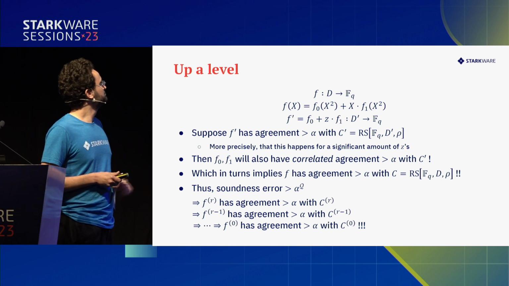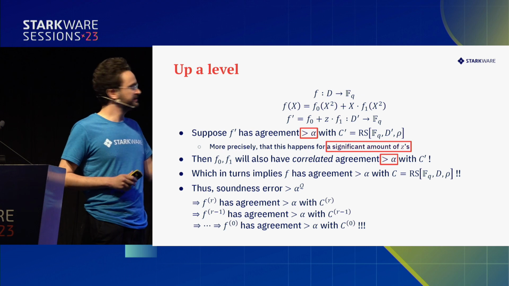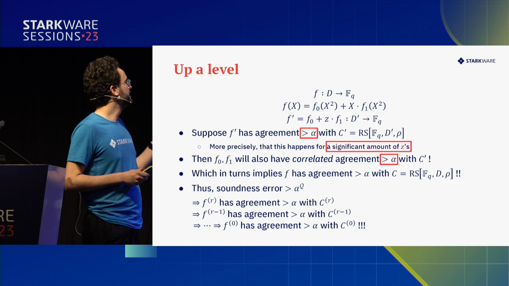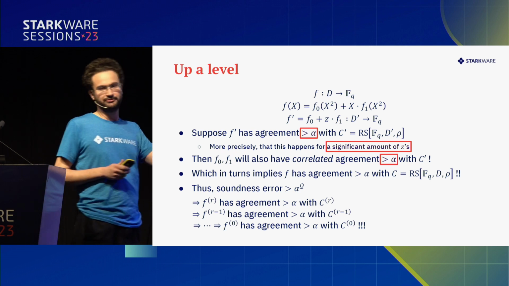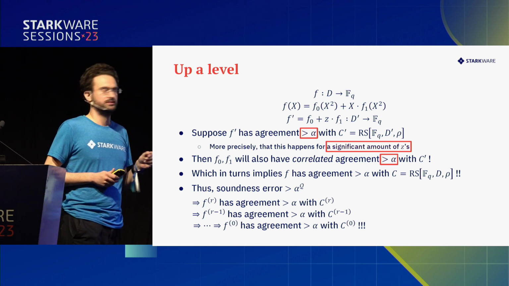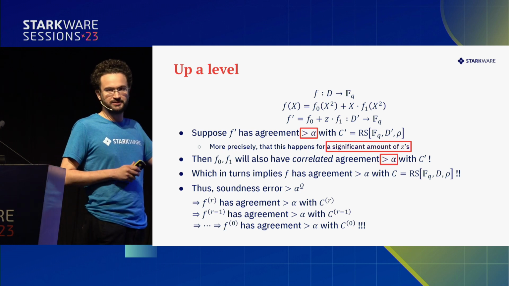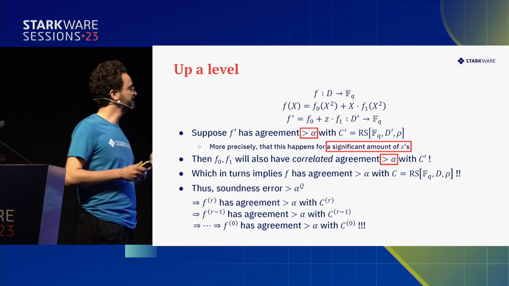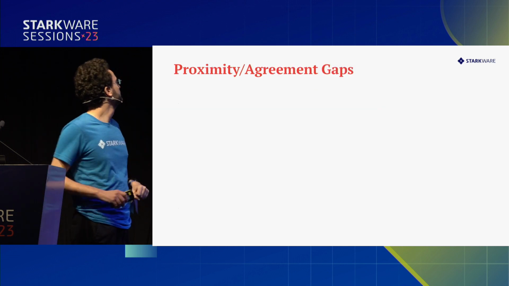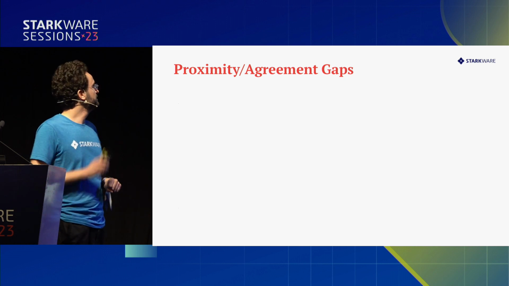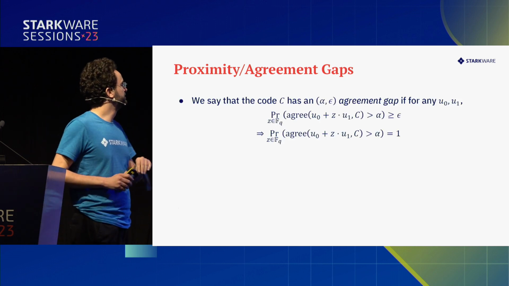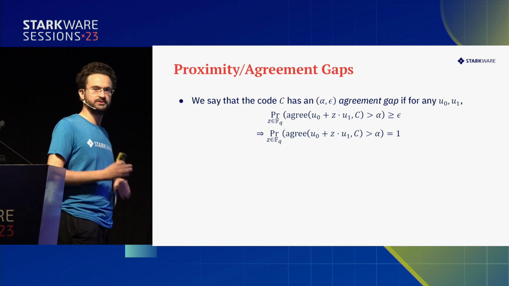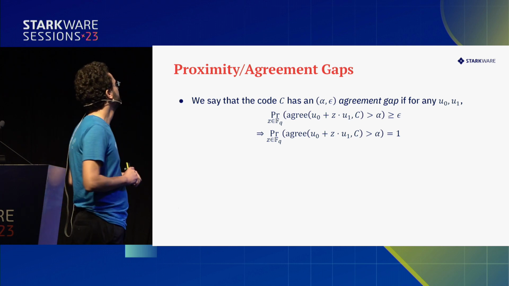So there's some inaccuracies going on here. I didn't say what alpha needs to be for this statement to be true, and I didn't really specify what this significant amount of z's is. So it's not true for every value of alpha. It's not true for every amount of z's. There are parameters, for some sets of parameters, for which this holds. We frame this in terms of agreement gaps, or sometimes proximity gaps, just the same thing with 1 minus.